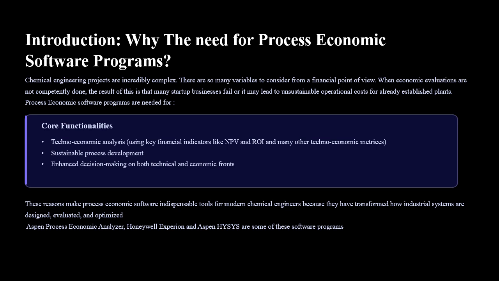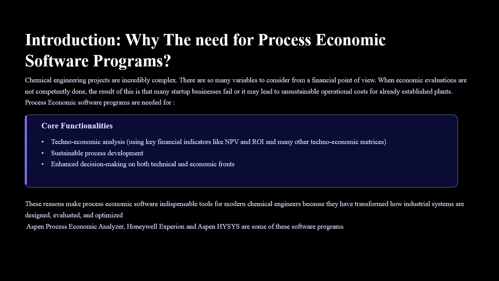They do so by performing these three core functionalities highlighted below. The first of which is they make techno-economic analysis of plants possible. They do so by using key financial indicators like the net present value and return on investment, as well as many other techno-economic metrics. Also, they enable sustainable process development and ensure that plants designed and optimized using process economic software have profit margins that are sustained or can be scaled to a larger margin or projection.